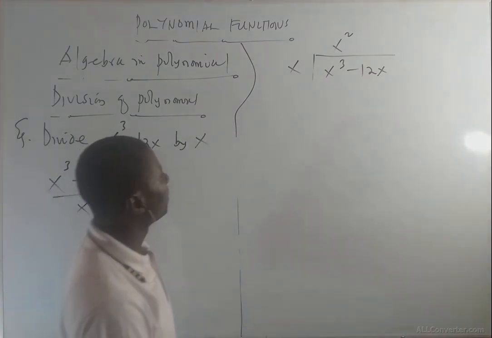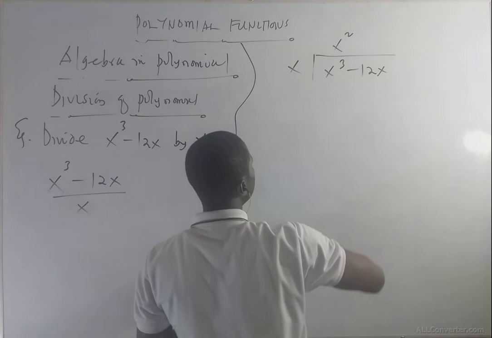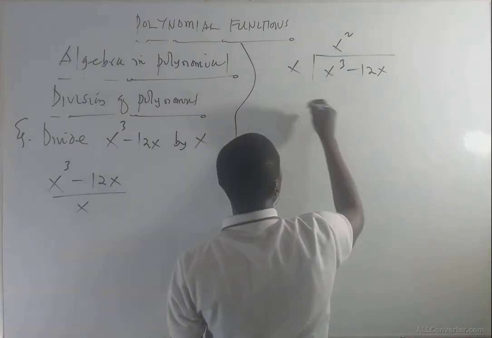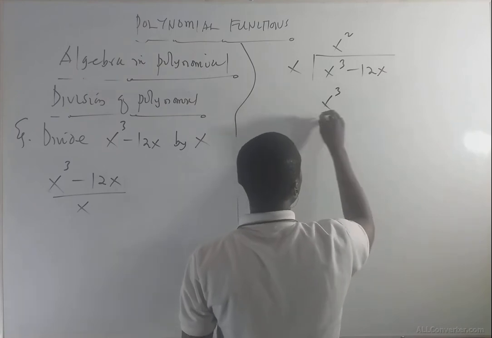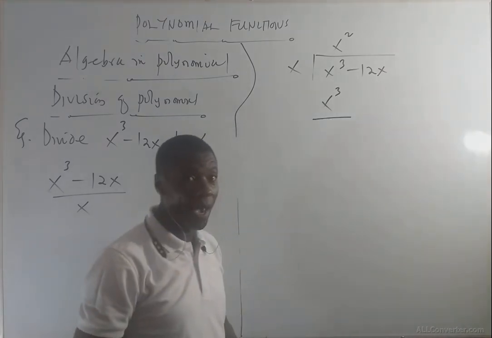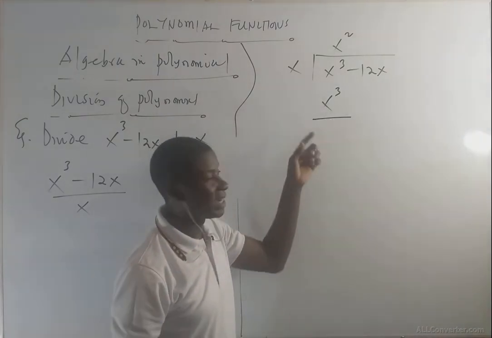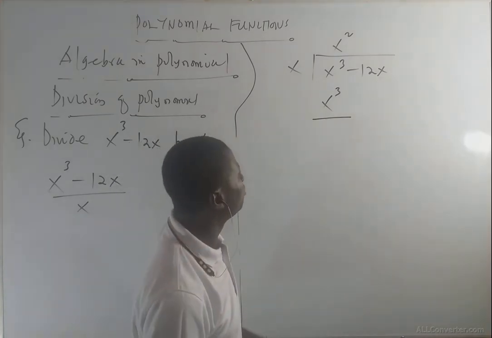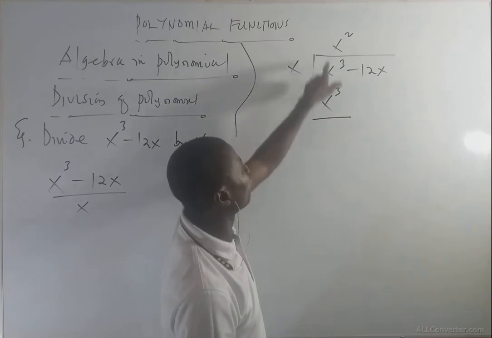So first, our x cubed divided by x will give us x squared. Then we multiply x squared by the x again. Then we have x cubed. We underline. Now you know where the bracket and the minus is, but I told you I won't bring it again. And so what we are going to do is subtract this from this.